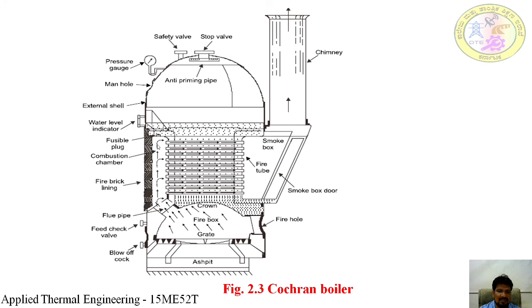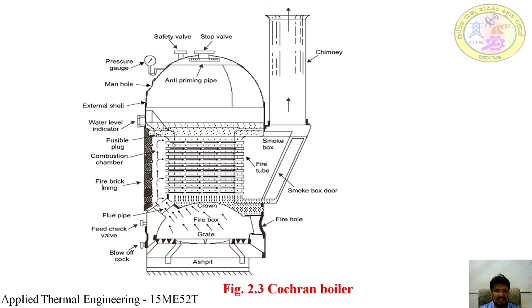Once the hot flue gases enter the combustion chamber, they pass directly through these tubes. These are all called fire tubes. The hot flue gases pass directly through the tubes, because it is a fire tube boiler. Fire tube boiler means the flue gases are contained in the tubes and the water surrounds them.